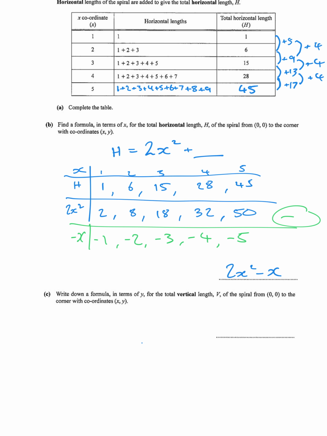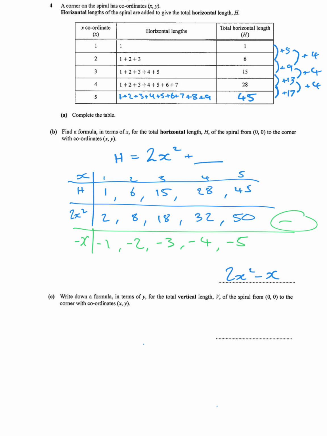So let's write something down in order to try and gain some communication marks. So in vertical, we get y is 1, vertical distance was equal to 1. When y was 2, our vertical distance that we travelled in total was 6. When y was 3, our vertical distance was 15. And that's exactly the same as the table that we were given, but that was horizontal. It kind of makes sense because there's a bit of symmetry about what's going on in order for the spiral to continue.